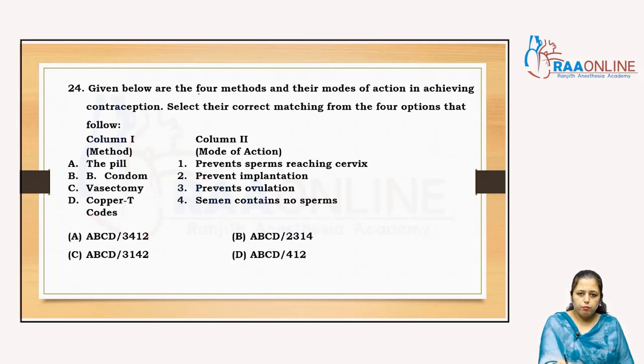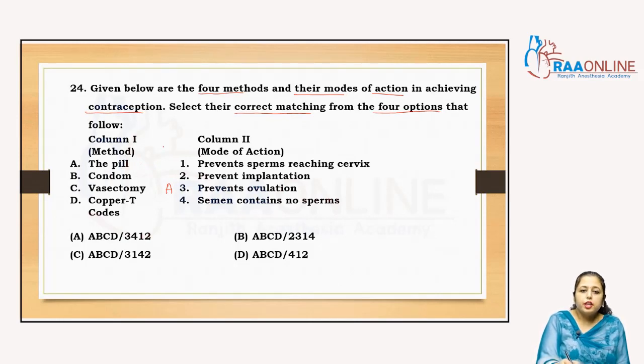Now come to the 24th. Given below are 4 methods and their modes of action in achieving contraception. Select the correct matching from the 4 options that follow. That is the method and the mode of action. The pill prevents ovulation. The condom prevents sperm from reaching the cervix, so these are barrier methods. Vasectomy means semen contains no sperm, and copper T prevents implantation.